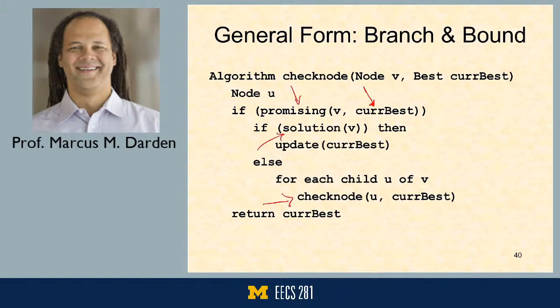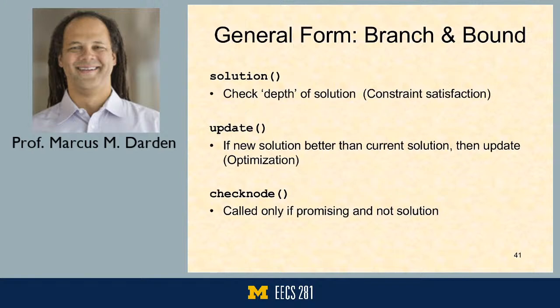Because the promising function is going to see if this node violates any constraints, and if it does, it definitely throws it away. But it's also going to see, well, what is the cost of using this? If that's not better than the current best, then it's also not promising. So now promising needs to know more information. It needs to know about the constraint violations, and it also has to know how to estimate what's going to be the remaining and what the current best is to be able to do additional pruning. So we've got the solution check. That one's similar.